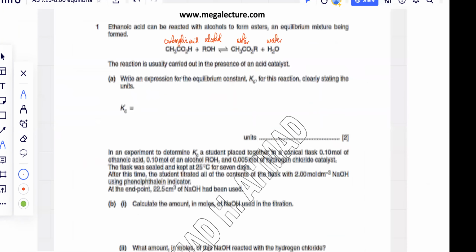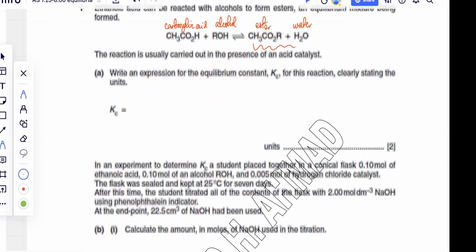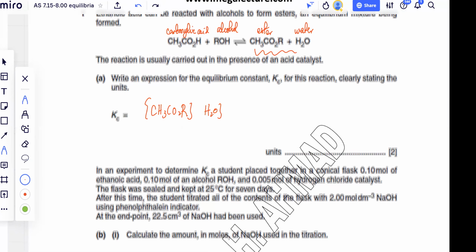Now he told us to write the expression for Kc, so it's going to be product concentration and the units as well. So it's going to be product concentration, which is the ester, into the water concentration, and you're going to divide that by the reactant concentration, which would be carboxylic acid and alcohol. Can you even tell me what the unit is for this one?